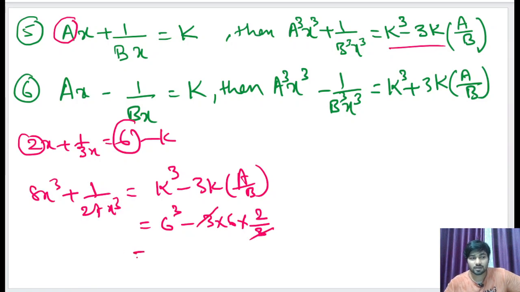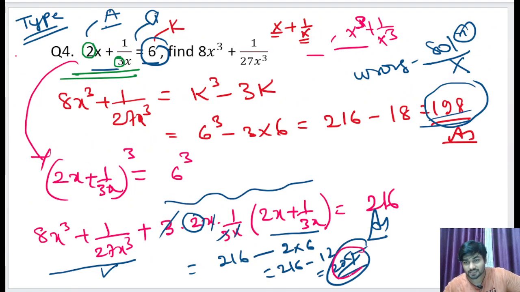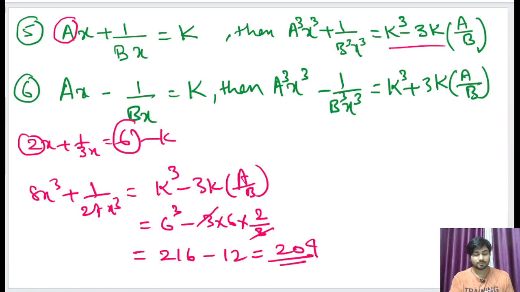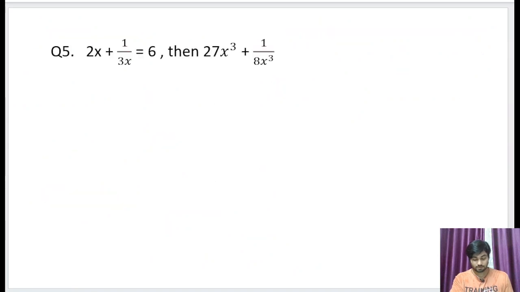3 and 3 will get cancelled out. 6 cube is nothing but 216 minus 12, which is 204. Isn't it the same answer that we got from the conventional method? Yes, it is. So, this formula is totally valid. There is no problem in this formula. I think you have understood this part, and let me go forward and explain.